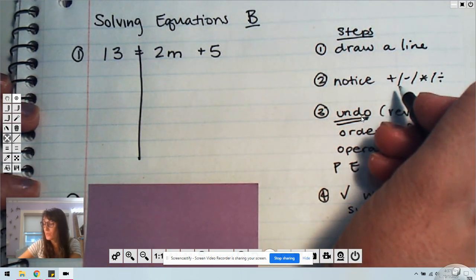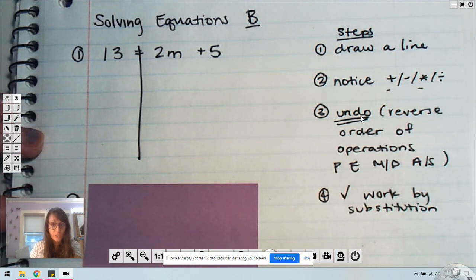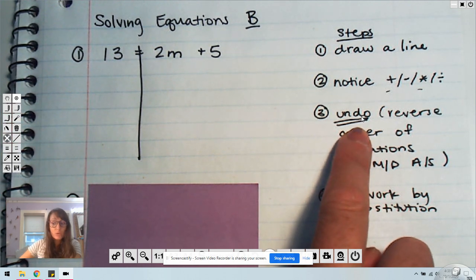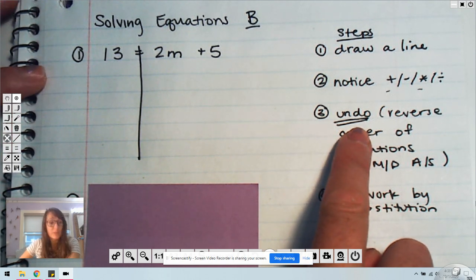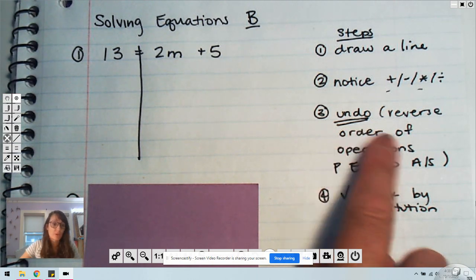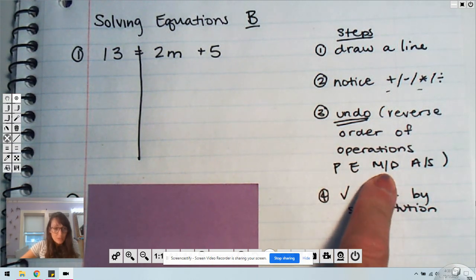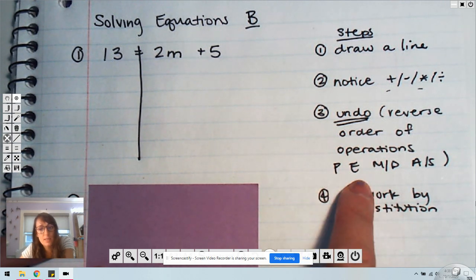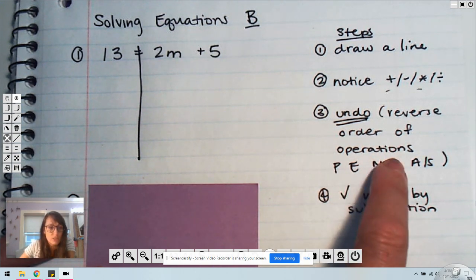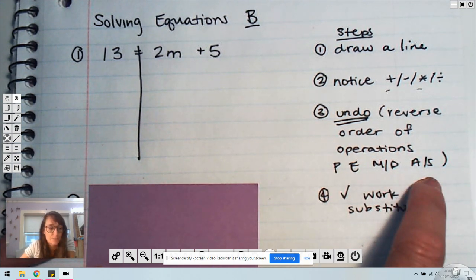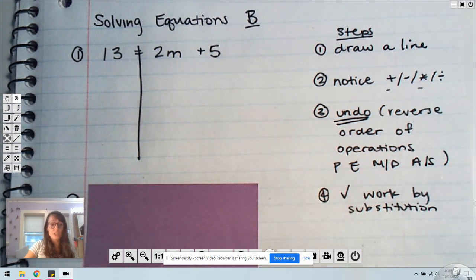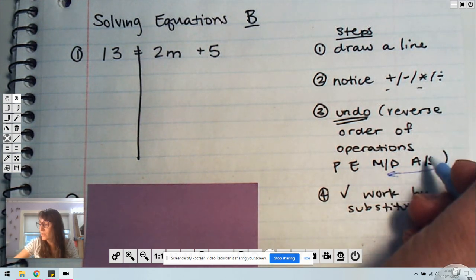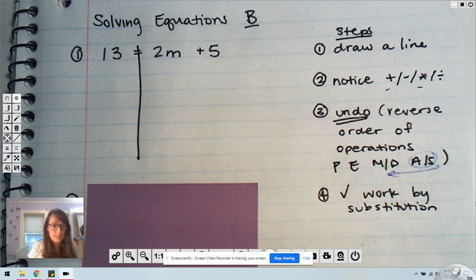So I see both addition and multiplication in this problem, which means I need to undo both of those operations. But here's the trick. I'm going to work in the reverse order of operations. So normally when you are evaluating expressions, first we do any parentheses, and then any exponents, then we do all multiplication and division, and then we do all addition and subtraction. When you're solving equations, what you're actually doing is undoing PEMDAS, or going in reverse, which means first I want to deal with any addition or subtraction that I see.